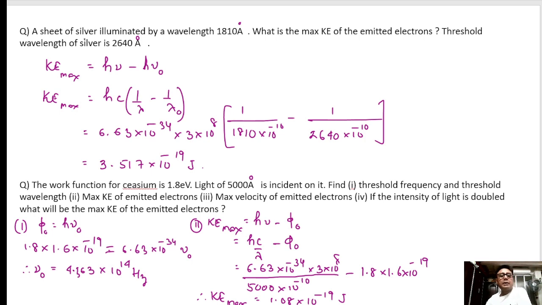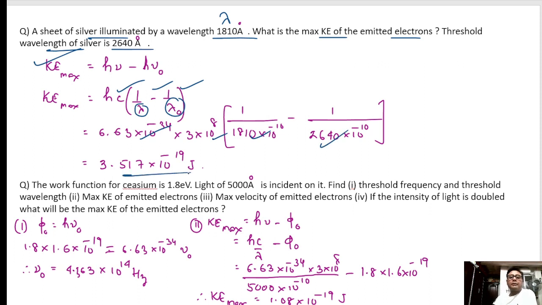Next, a sheet of silver is illuminated by a wavelength. So this is the incident wavelength. What is the maximum kinetic energy of the emitted photoelectrons? Threshold wavelength is given to us this. Okay, so we know this formula, nu equal to C by lambda. C I know, H I know. So this is the incident wavelength and this is the minimum wavelength required. So putting the values, we got the kinetic energy. That is what they were asking, what is the maximum kinetic energy of the photoelectrons.